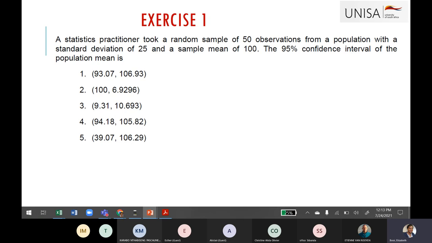The 95% confidence interval of the population is... and we need to calculate, or construct, a confidence interval. What is it that we are given? Who can say what we are given on this, in order for us to be able to answer this question?